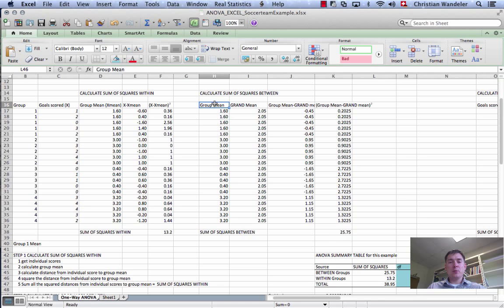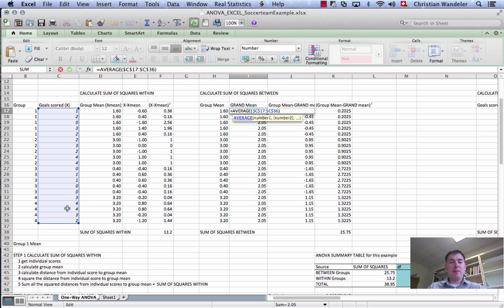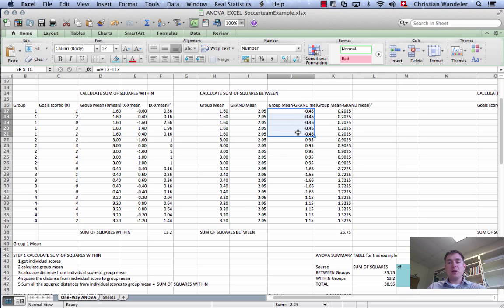Then we took the group mean for each of the teams, and we subtracted the grand mean from it. So the grand mean is the grand mean for everybody, right? If I click on here, the grand mean is the average across all the girls. So we get a difference for each group from the mean. We add those differences up, and that gives us the 25.75, the sum of squares between groups.